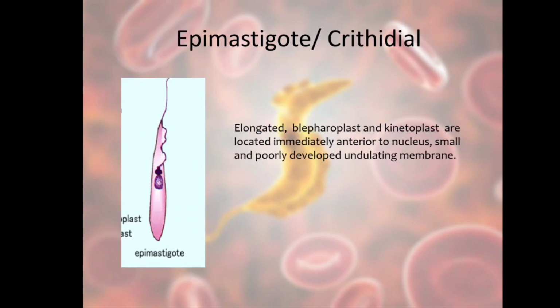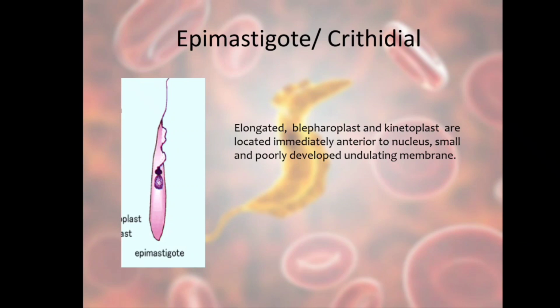Then you have the third form, which is the epimastigote, also known as the crithidial form. In this form, the body is elongated. However, the blepharoplast and kinetoplast are located immediately anterior to the nucleus. And now there is a small and poorly developed undulating membrane. Now you might wonder, what is this undulating membrane?